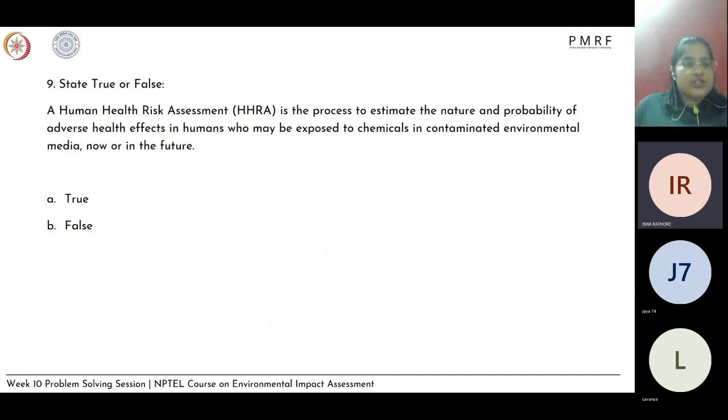So moving on to question 9, again based on human health risk assessment or HHRA, is the process to estimate the nature and probability of adverse health effects in humans who may be exposed to chemicals and contaminated environmental media now or in the future. So is the statement true or false?